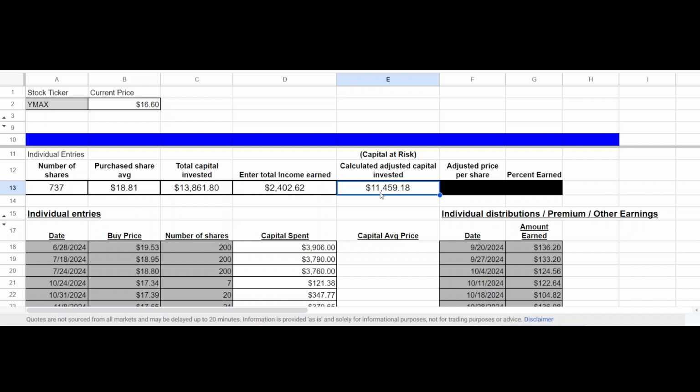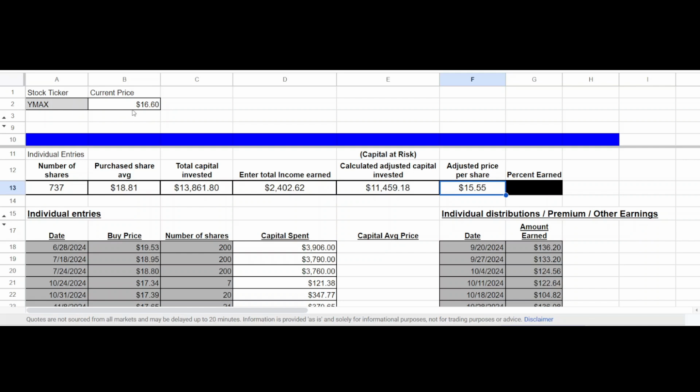So what is my new adjusted price per share? Because that's important. I want to see, am I under this $16.60 or am I still above it? It's very difficult to keep track of if you don't track it yourself, because it won't show up in your broker. It will show up as $18.81 and you'll just always think you're underwater. So my new adjusted price per share is $15.55.